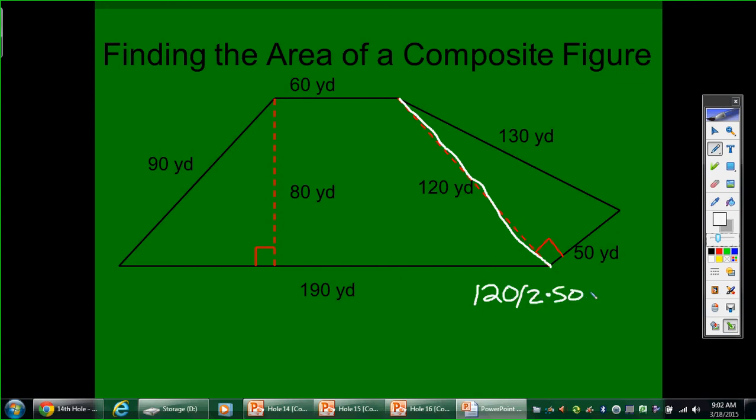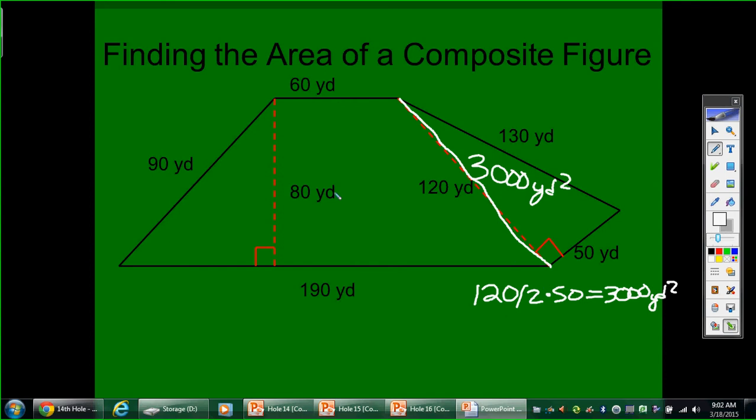60 times 50 would be 3,000 yards squared. And you can see how I used the commutative property there to make that a problem I could do mentally. So this triangle, 3,000 yards squared. Base times height divided by 2.